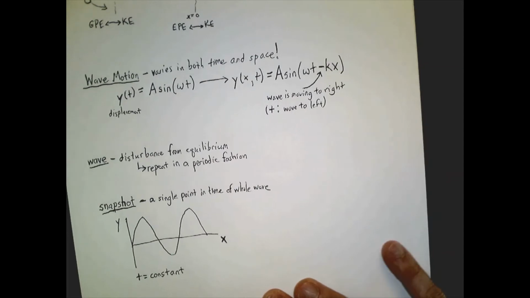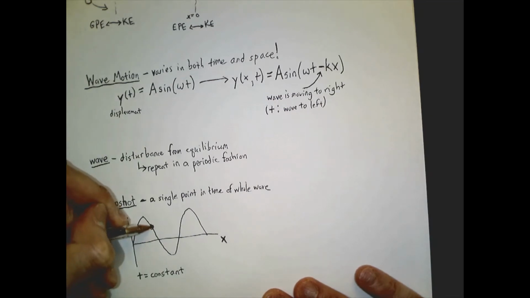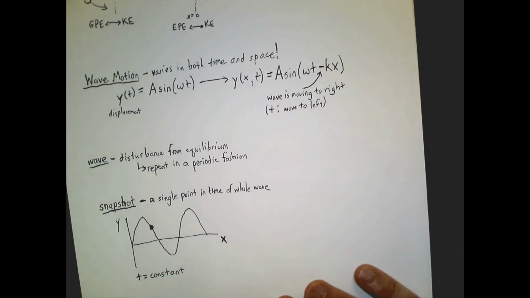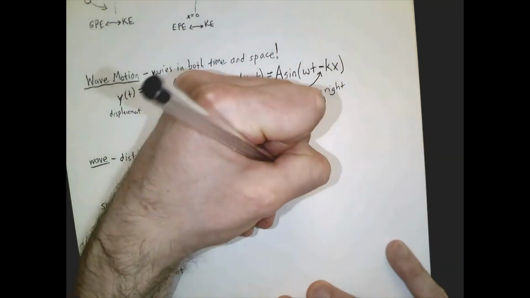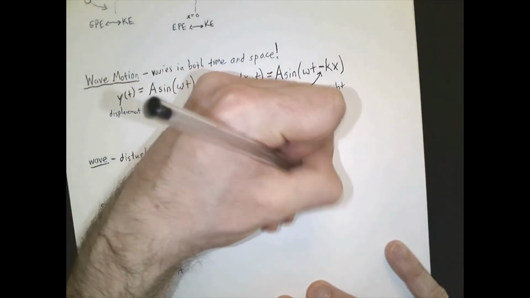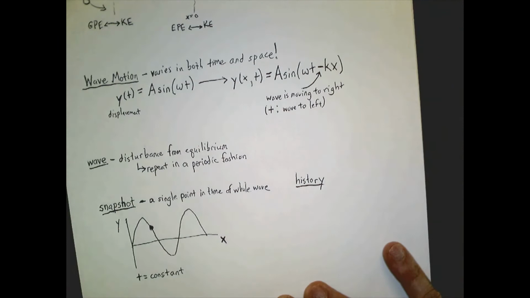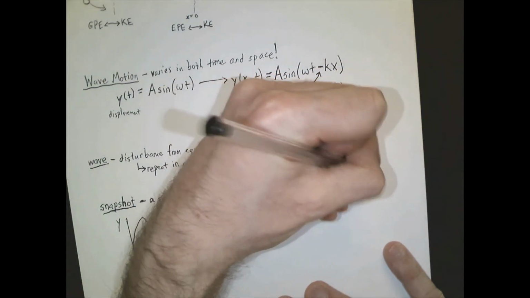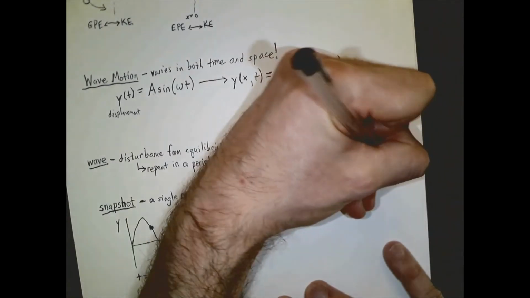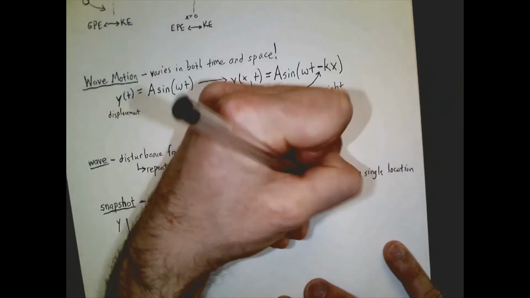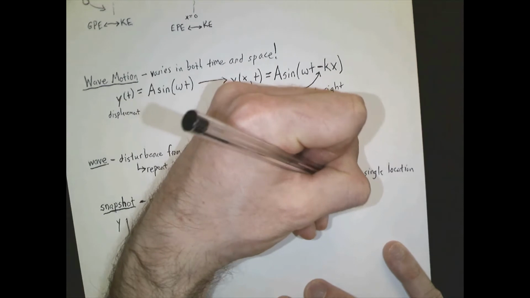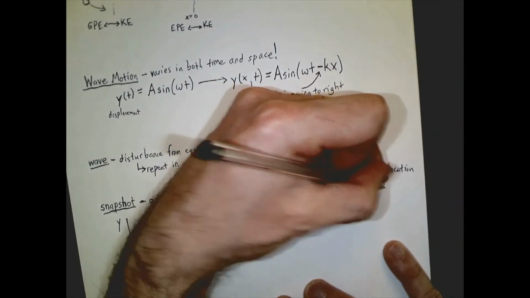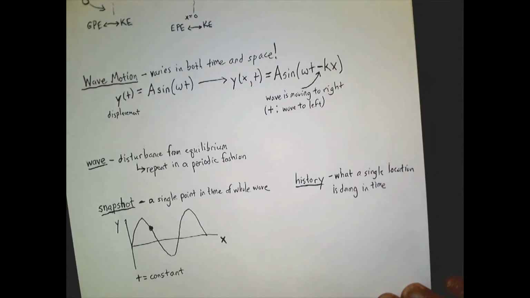Likewise, if we wanted to look at what the wave is doing in time, we have to pick a single point on that wave. So I might pick this point here, and I want to see what that point is doing. So we call this a history graph. We're looking at what one point is doing in time as it moves. So a history graph is what a single location is doing in time.